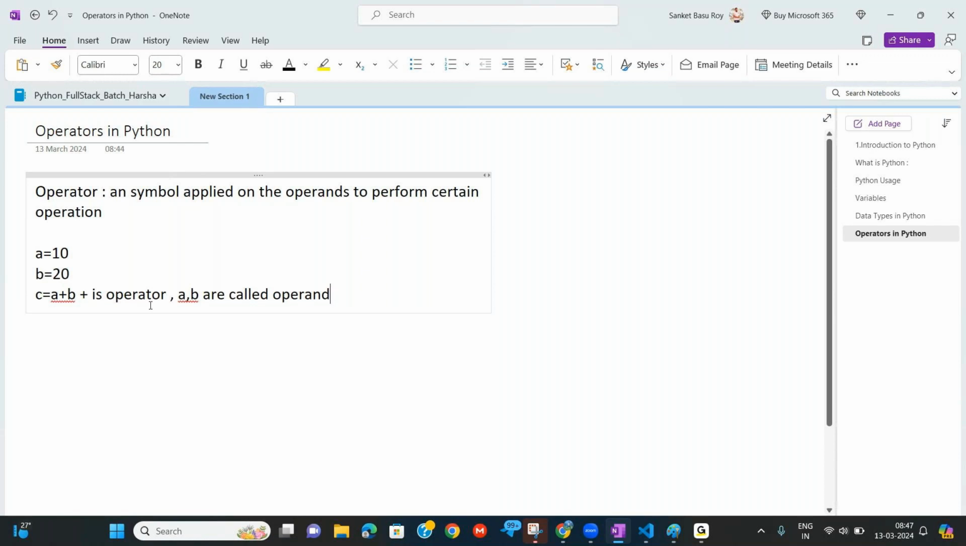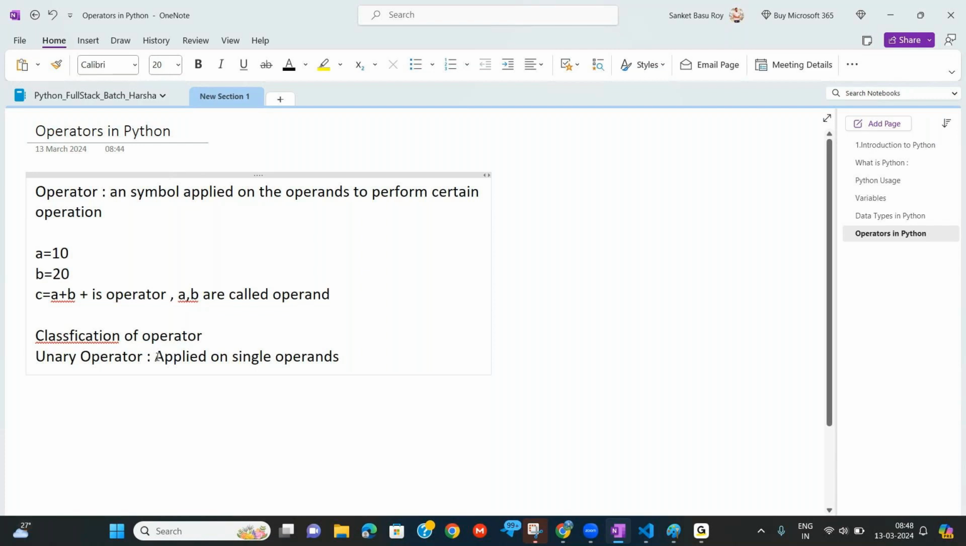So these are called operators. If I classify the operators present in Python, first we have the unary operator. What do you mean by unary operators? Unary means single. As the name signifies, it is applied on a single operand. Then it is called a unary operator.